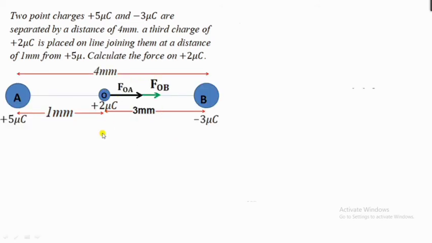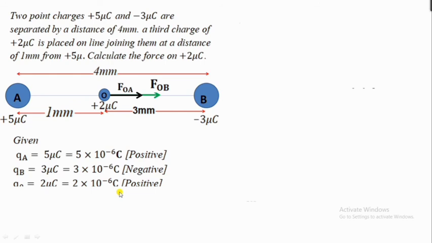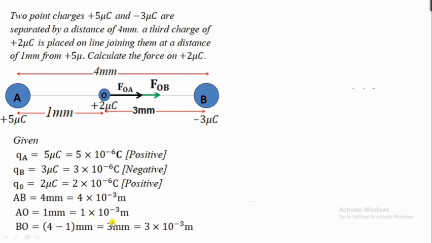Now we'll solve this. So out here charges are given. So QA is positive 5 microcoulomb, QB is negative 3, but I'm not writing minus out here because we are finding the magnitude of force, we are not finding the direction directly, so I'm just writing negative out here. Our charge Q0 is 2 microcoulomb, and that is positive, and the distance AB is 4 millimeter and AO is given, that is 1 millimeter. So OB will be 4 minus 1, that is 3 millimeter.